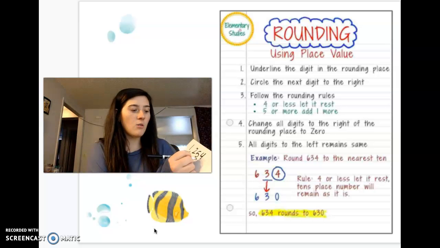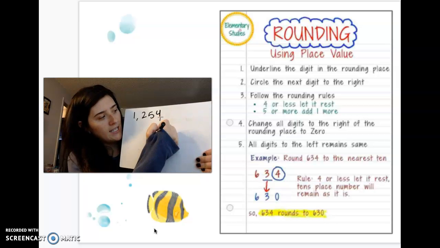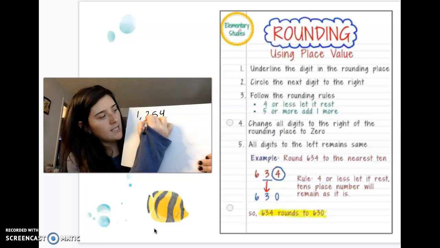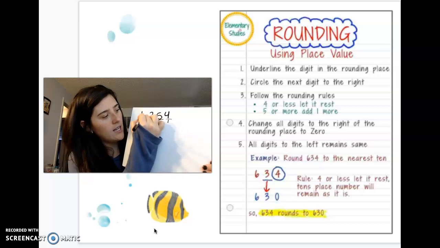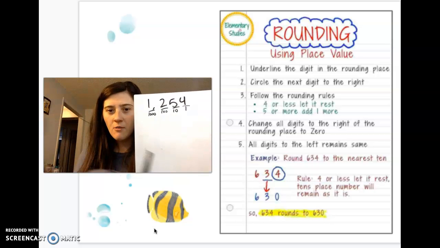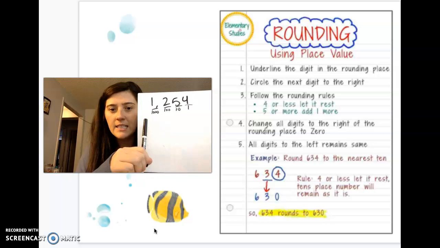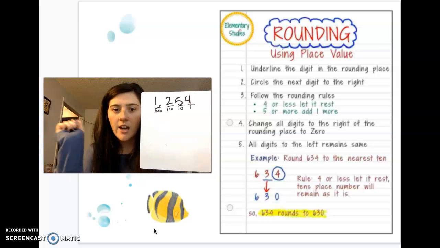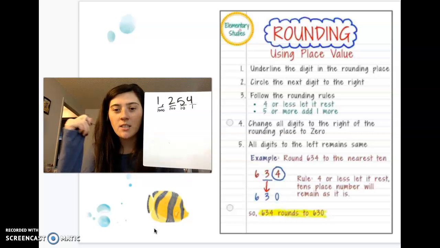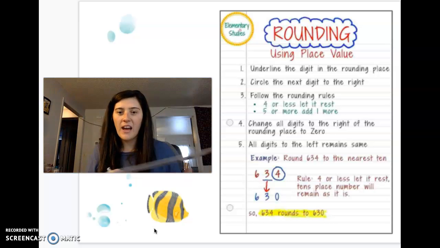1,254. So the 4 right here is at my ones place. This is at my tens place. Hundred, and then thousands place. Okay? So there's my number, and we practiced this a couple weeks ago, practicing ones, tens, hundreds, and thousands place. So now we're going to take it to a level where we can round based off of that place value.